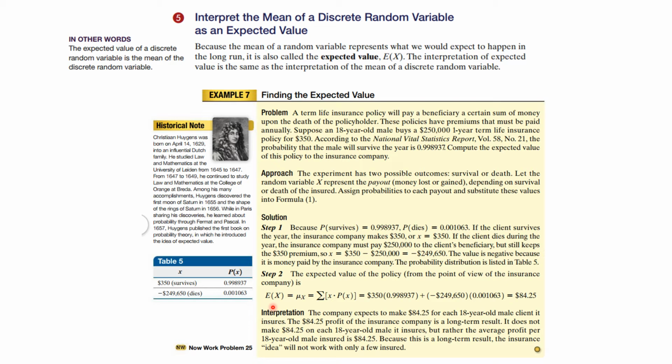So the expected value then is going to be the summation of x times p of x. So it's 350 times this number that's very close to 1. It's this negative number times this. You do the arithmetic, and it's 84.25. You see, the insurance company would expect to make 84.25 on every young man who buys this policy.